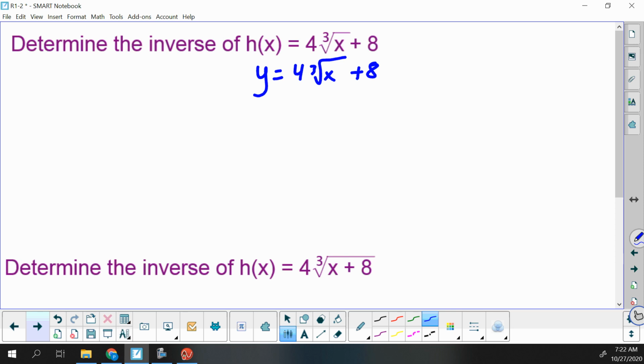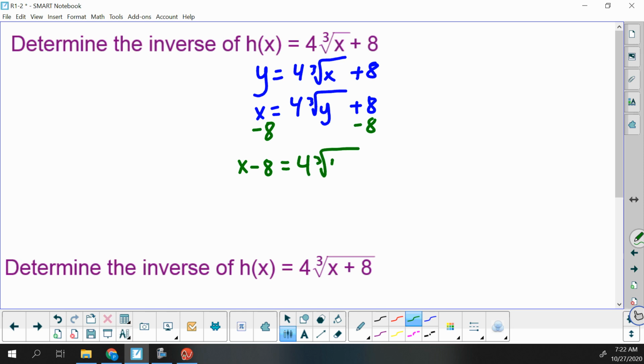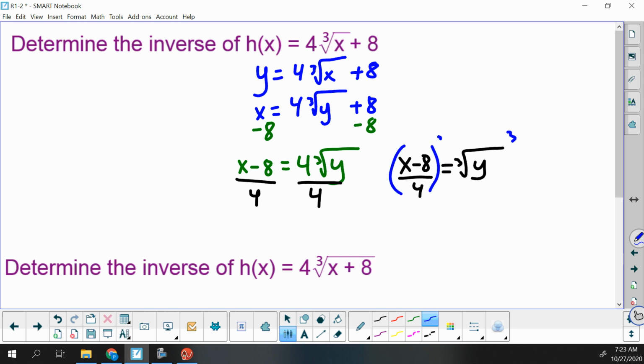So we'll start out, we'll change our x and our y. Well, we always undo any outside addition and subtraction first. So this 8 is going to get subtracted over first. Then we have to undo any multiplication or division, so we'll divide by 4. And then the opposite of cube rooting something would be cubing it. So we're going to raise both sides to the third.